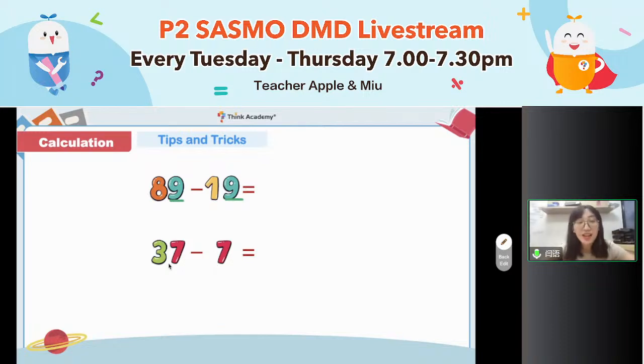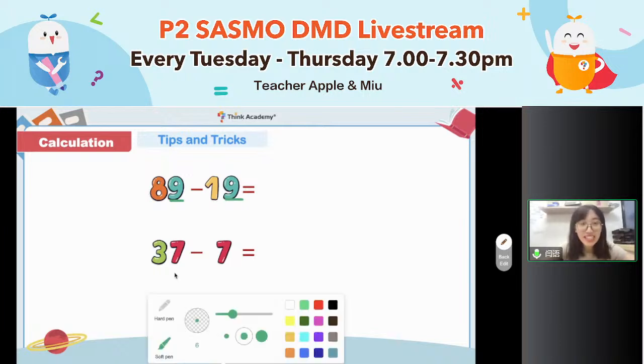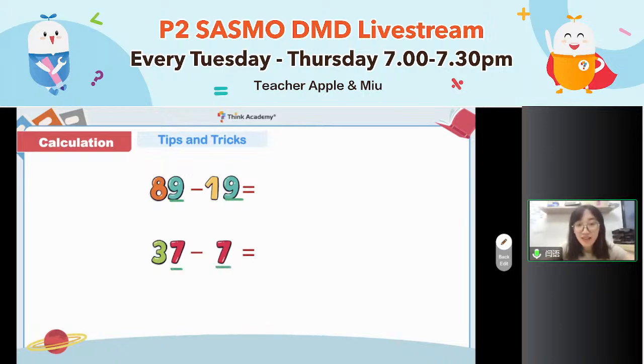Okay, the last one, 37 minus 7 equals to what? Again, you see, the last digits are the same. 7, 7, then you just cancel. But do remember that your final answer cannot be equal to 3. It should be 30. So what is the tip and trick in subtraction? That is, you try to find the same tail and try to cancel it.